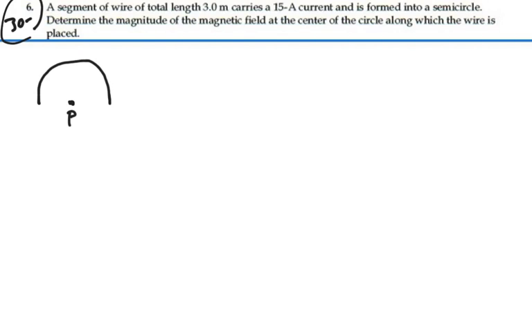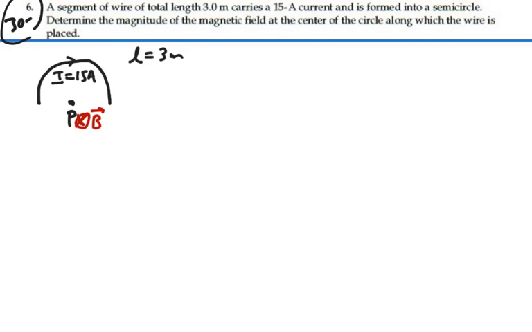And we're told that the total length of this wire is 3 meters, and it's carrying a current equal to 15 amps. As I'm looking at it here, if I were to point my thumb in the direction of that current, then at point P my fingers would be curling into the page, so the magnetic field in this case would be going into the page by the right hand rule.